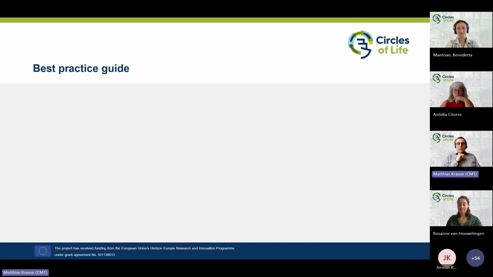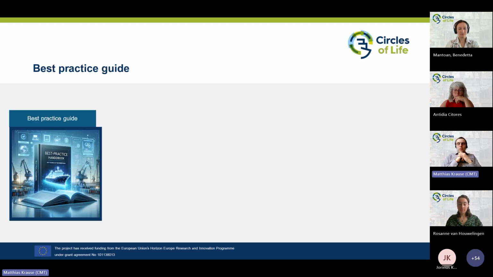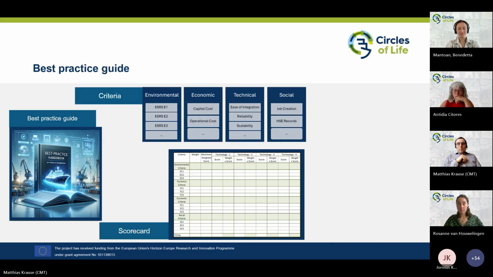The accumulated knowledge will end up in a best practice guide, which we are compiling during the project. One part of the best practice guide might be a book, like the AI representation given here. And this book can give advice on how to implement the Circles of Life solution platform on a shipyard. But we want to provide more than that.